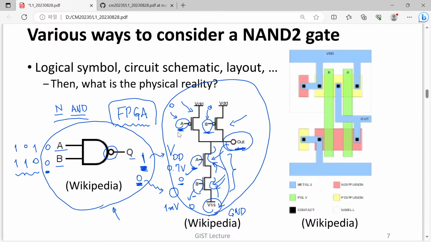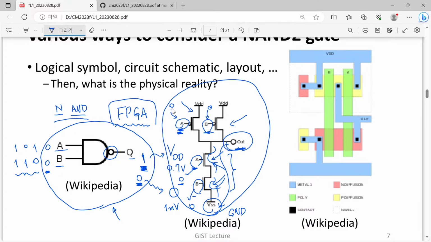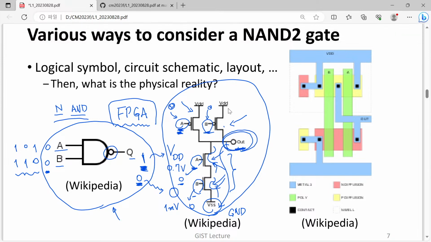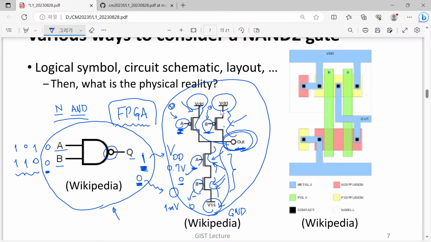On the other hand, if we look at these devices, they behave completely differently. When we have 0 volt at these terminals, this one becomes highly conductive, and this one also becomes highly conductive. So in this sense, from our output node to our VDD, we have two highly conducting paths. Then what will happen? Since they are highly conductive, the voltage VDD is just copied to our output.